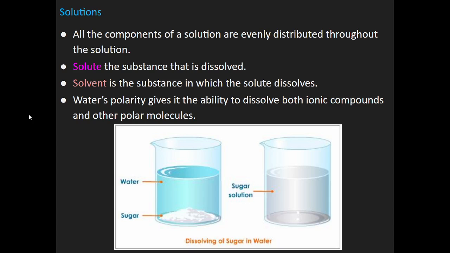That can be things like sugar, that can be things like salt, that can be things like Kool-Aid packets or tea if you're making some type of beverage, but it can also be things like oxygen or whatever else is dissolved into our blood, because our blood is a solution. Water's polarity gives it the ability to dissolve these things so that they can be moved around in our bodies, and it makes them active in a way that our bodies can use.